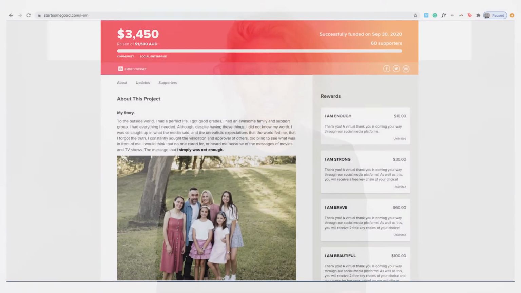The next example I've got is Michaela, and only very recently she launched a campaign to raise the money to get her first round of keychains. She smashed her target in 6 days and raised the funds that she needed to manufacture her keychains to go to her first local market.